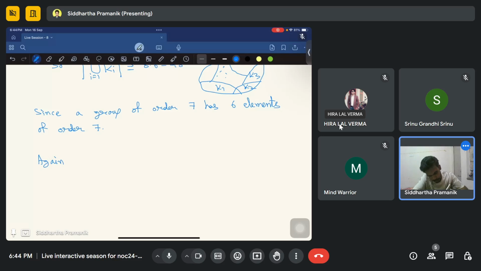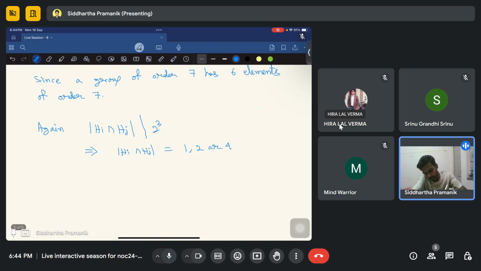So again, let H_i be the Sylow 2-subgroups. What is the possible order of H_i intersection H_j? It must divide 2^3, so it can be 1, 2, or 4, because it cannot be 8, since Sylow 2-subgroups are distinct for i not equal to j.